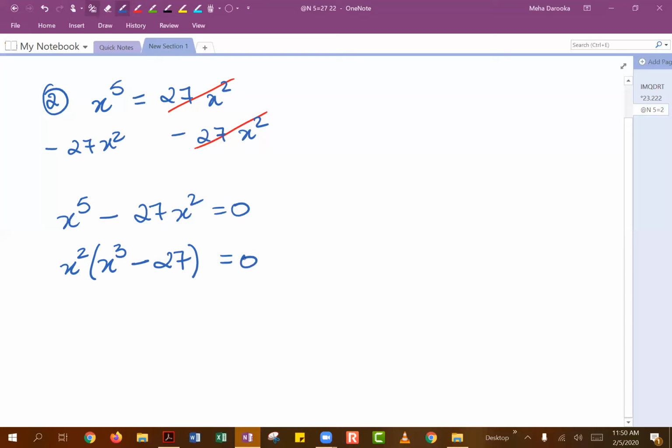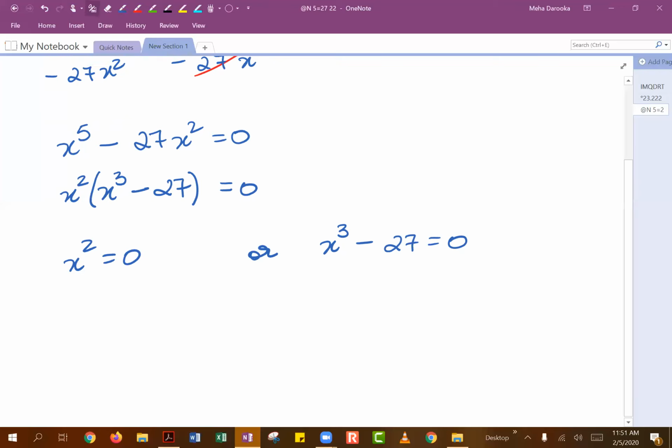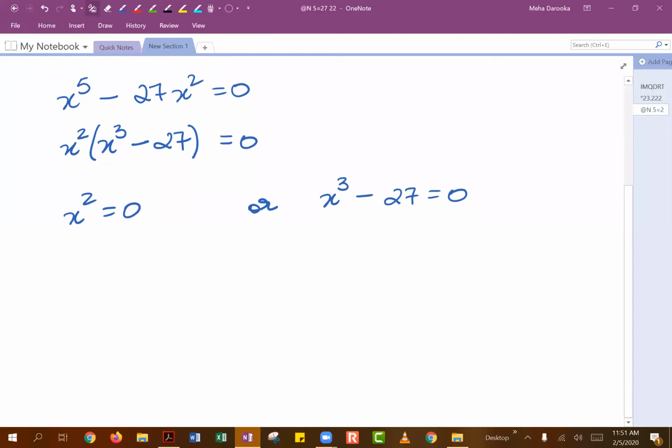And you are actually back to the 0 factor property because now we have this factored. This is the first factor, x squared, and our second factor is x cubed minus 27. Take each one of them, set it equal to 0. So taking each one of these, you set it equal to 0. And what will happen on that first one, x squared equals 0? It would still equal 0.